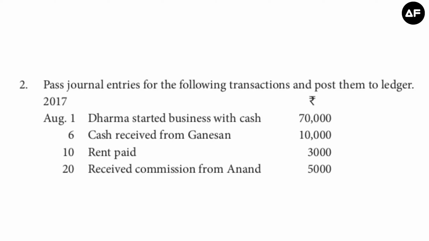2017 August 1st, Dharma started business with cash of 70,000. On 6th, cash received from Ganeshan 10,000. On 10th, rent paid 3,000, and on 28th, received commission from Anand 5,000. So all these entries have to be recorded into the journal first and then posted into the ledger.